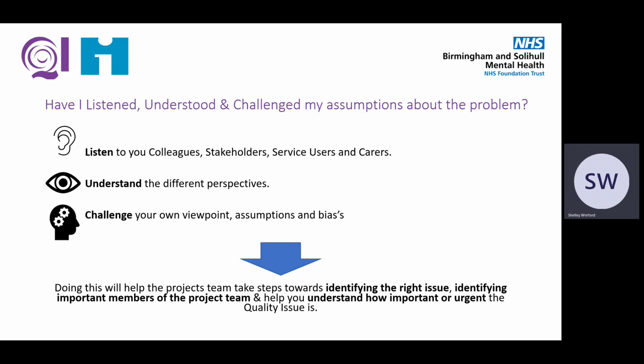Once you've listened and understood what others are saying about the issue, the next step is to spend some time challenging your own assumptions. Carry out your own observations and do some reflection on your findings. Taking these steps will help the project team identify the right issue to focus on, identify important members of the project team, and help you understand how important or urgent the quality issue is.